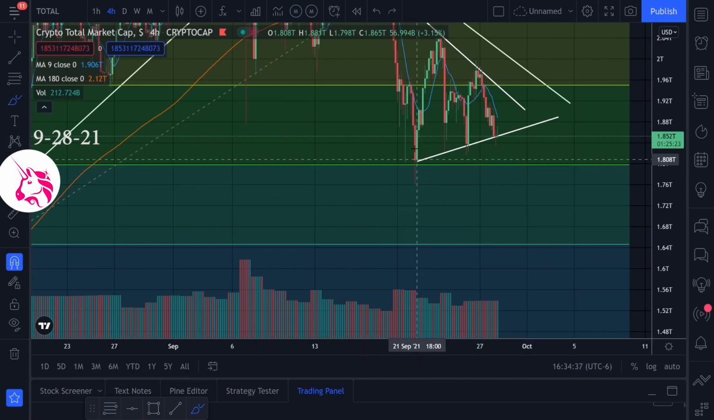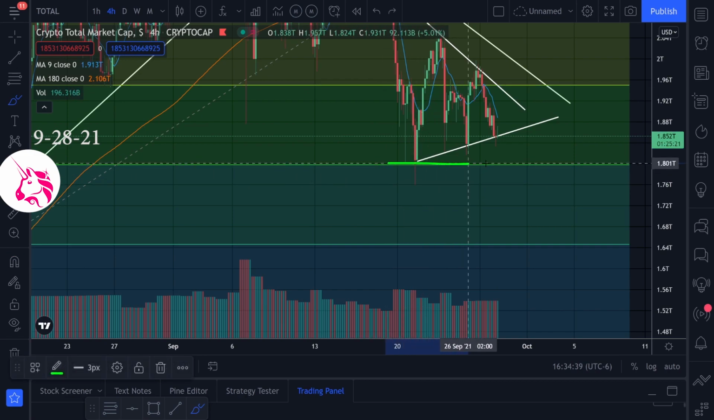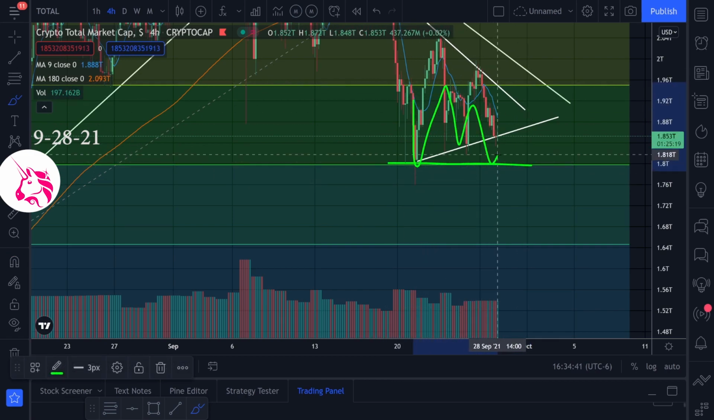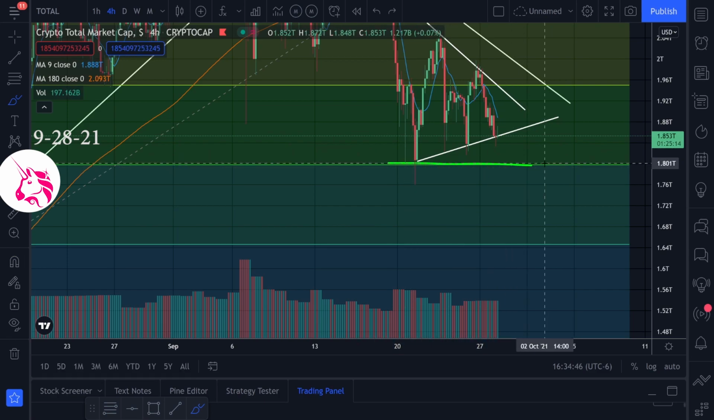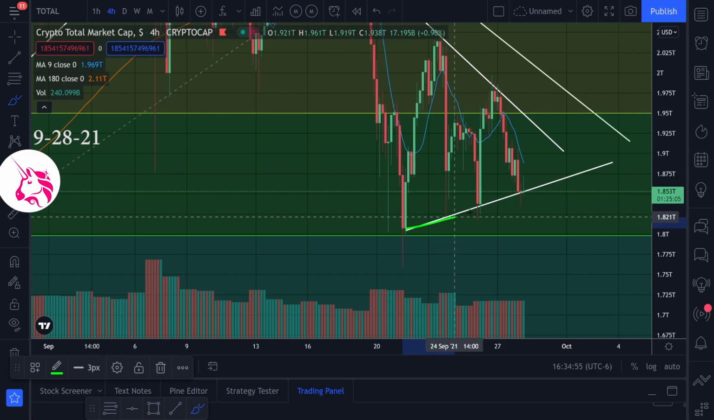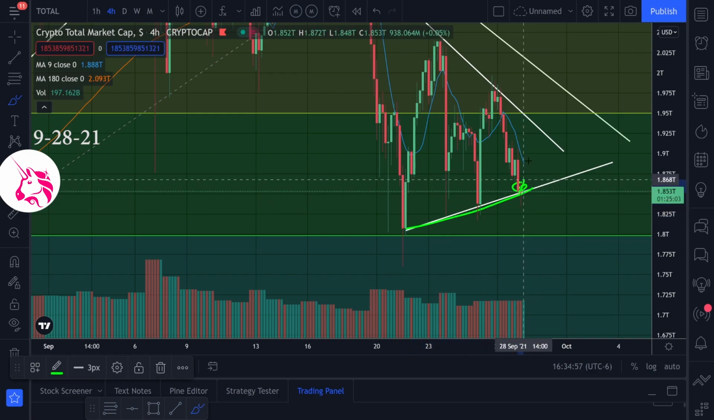We got support right here. We wicked down for a second, but we did hold support right there. We've been bouncing on that level as well. So we might want to keep our eyes on that 50% level at 1.80. It's also possible that we're getting support right now on this trend line, and we get a bounce up to retest this one up here.